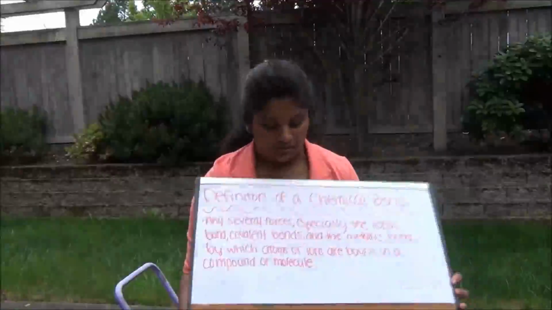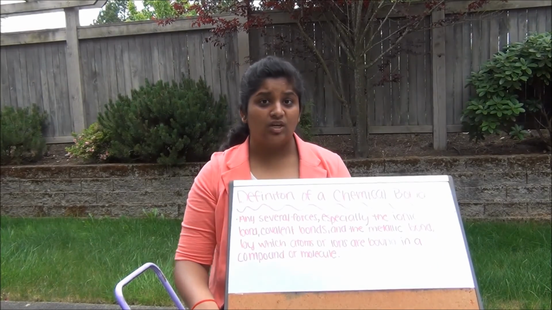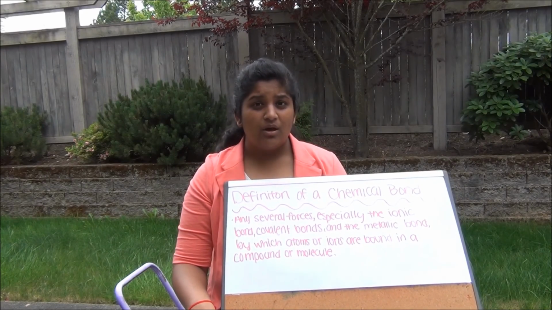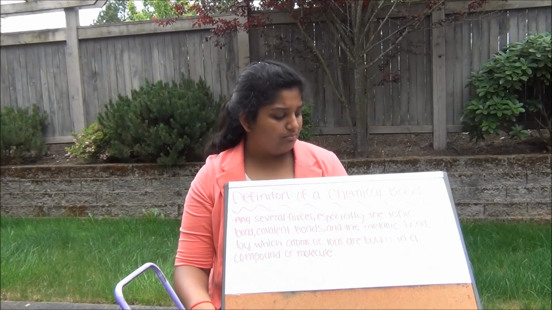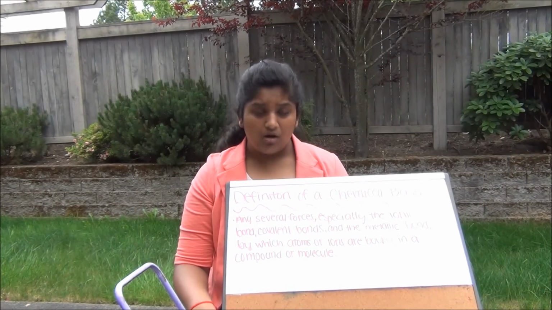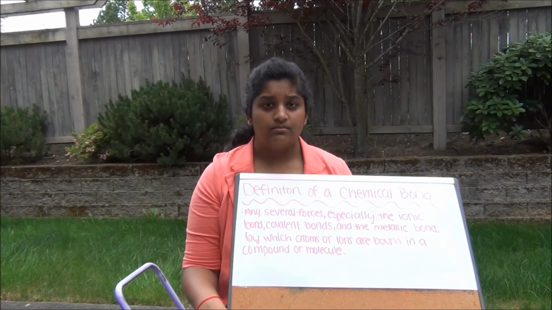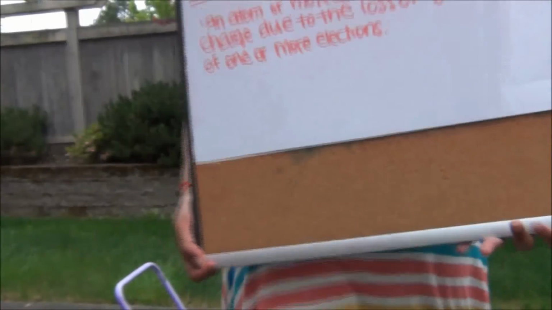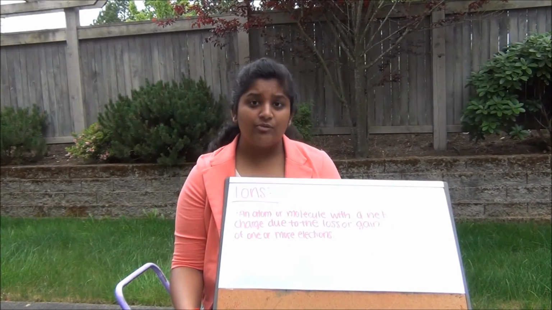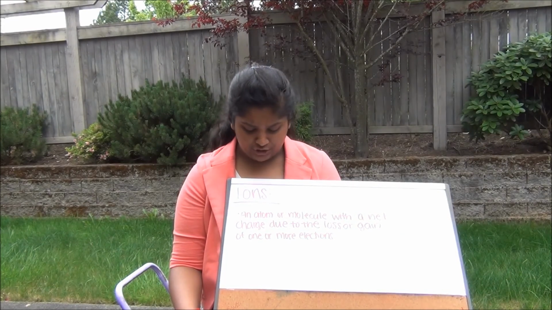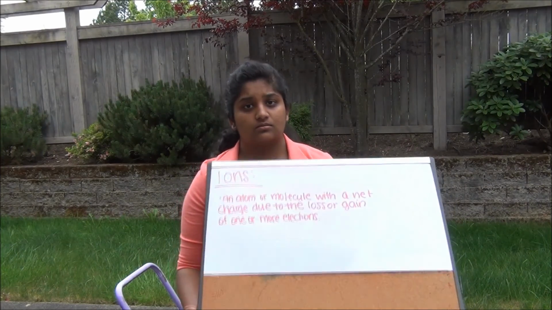The definition of a chemical bond: any of several forces, especially the ionic bond, covalent bond, or metallic bond, by which atoms or ions are bound in a compound or a molecule. This is the definition of a chemical bond. Ions: an atom or molecule with a net charge due to the loss or gain of one or more electrons.